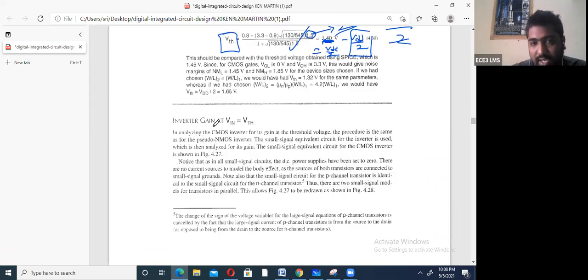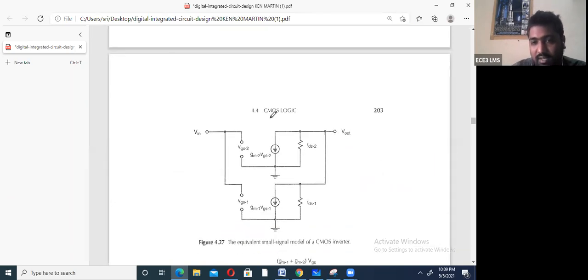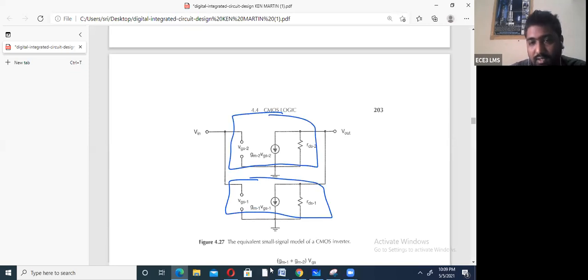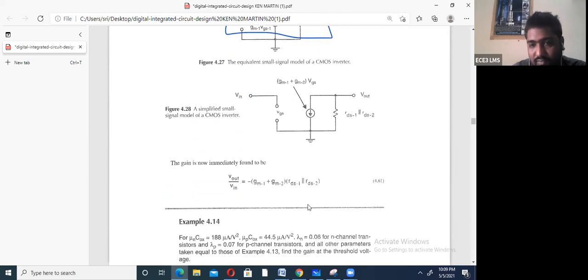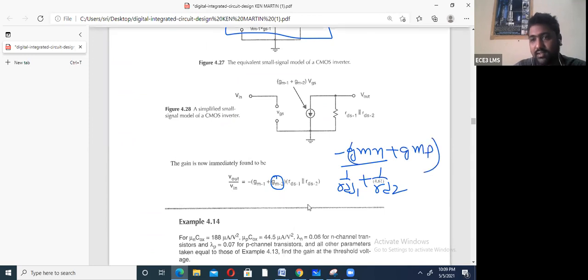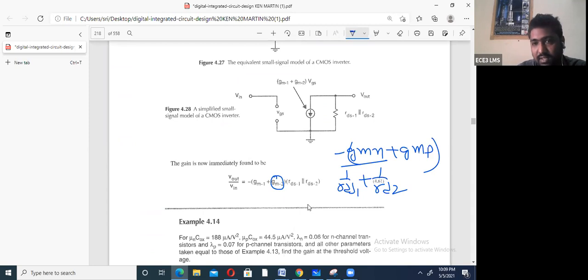To find the gain of the CMOS inverter, it is the same: both the transistors are in the saturation region, input is the threshold voltage, output is the threshold voltage. We have to draw the small signal model for both NMOS and PMOS, and apply the same concept. The difference you will get is that in CMOS this term is added. In pseudo NMOS, gmn times 1 by rds1 in parallel with 1 by rds2. In CMOS, you will get gmp added. That is the difference. So this I gave in the assignment.